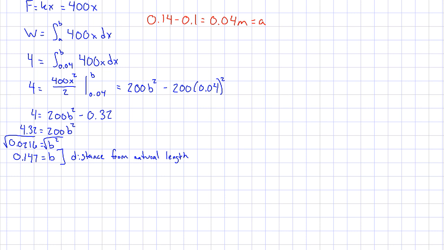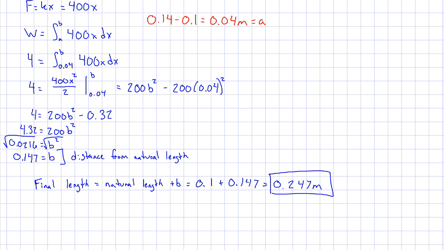So that's the distance from natural length, which means that the final length is equal to the natural length plus b. So that will be 0.1 plus 0.147. So my final answer is 0.247 meters. So that was an example we had to solve for the upper bound.